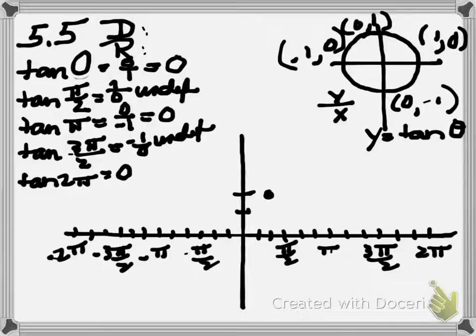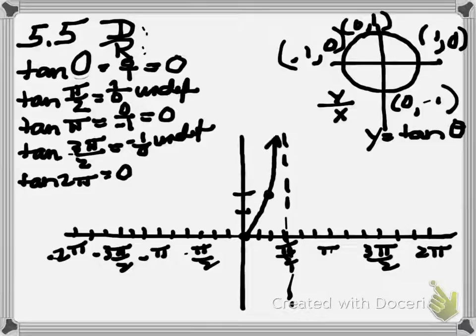So it goes from 0 to 1 to undefined, which is an asymptote. So it's coming along this way. So it doesn't come in and hug the x-axis and go straight up. If you give yourself a reference point of pi over 4, which is 45, having a value of 1, it helps you to sketch the graph a little bit better.